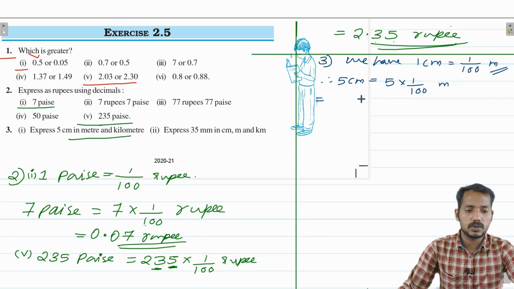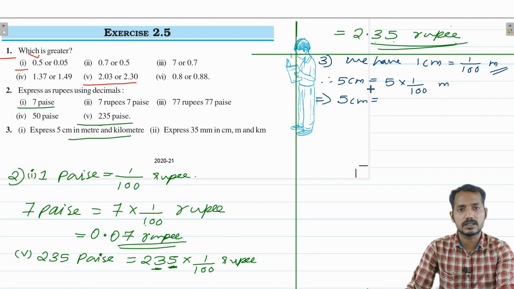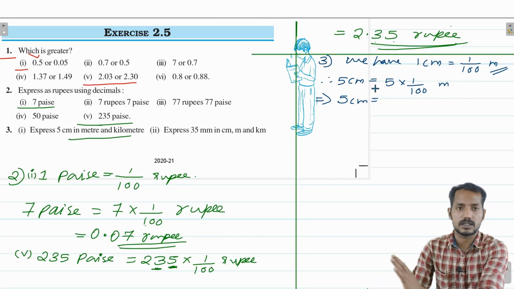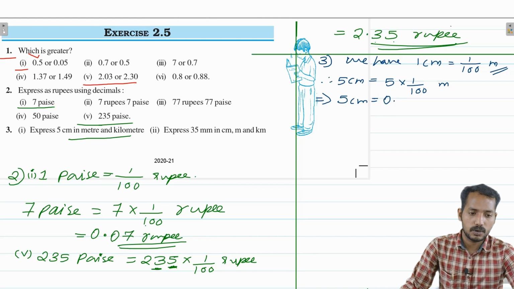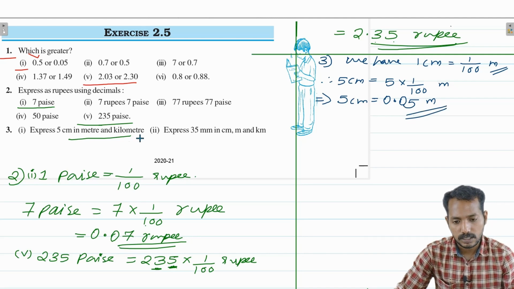That implies 5 centimeter is equal to 5 into 100. That means there are no digits at the 10's place, 1's place, 100's place, no digits. So 0 point, at the 10th place no digit, that is 0. Then at the 100th place, 5, so 0.05. Very simple. Similarly, you can also convert into kilometer.